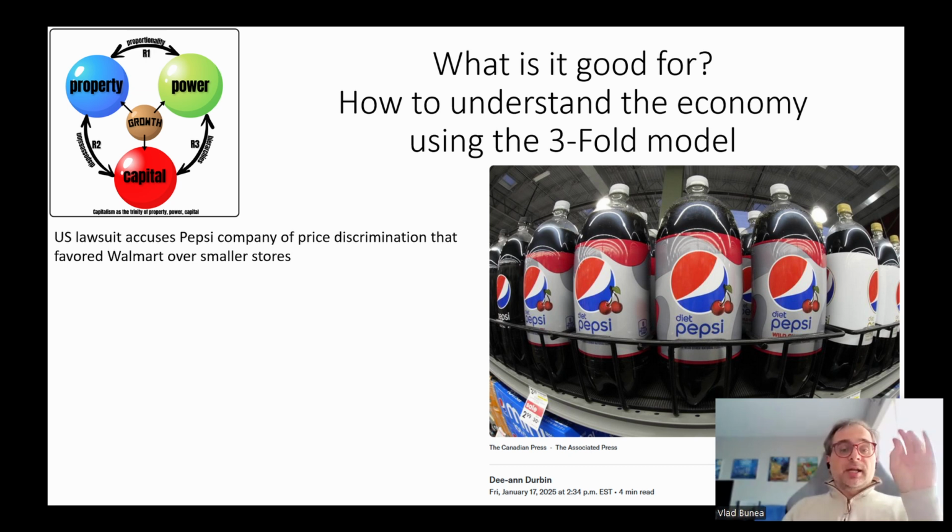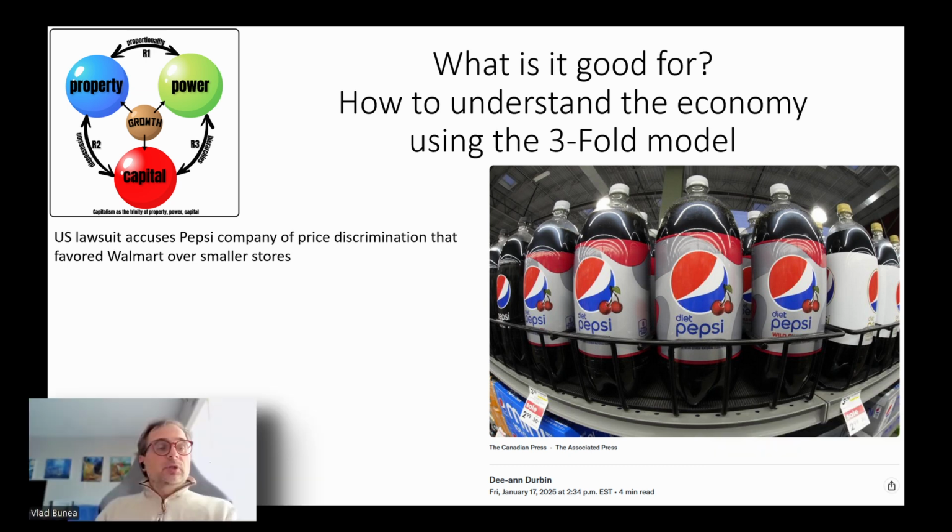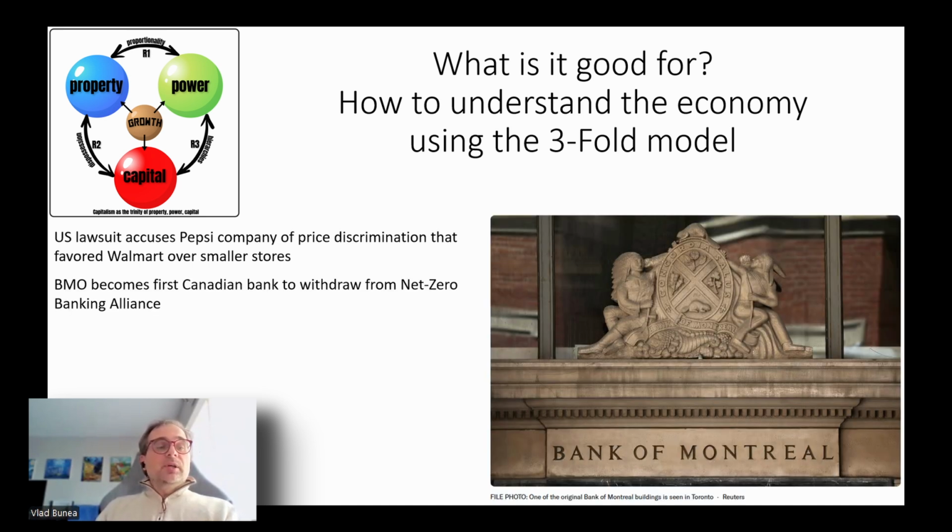These are just headlines that I found in the news last week. U.S. lawsuit accuses Pepsi company of price discrimination that favors Walmart over smaller stores. Why is this possible? Because Pepsi is an oligopolist. BMO becomes first Canadian bank to withdraw from Net Zero Banking Alliance. Why is this possible? Because BMO executes the will of executives, not its employees or its customers. It's using the doctrine of proportionality and hierarchies for this decision.